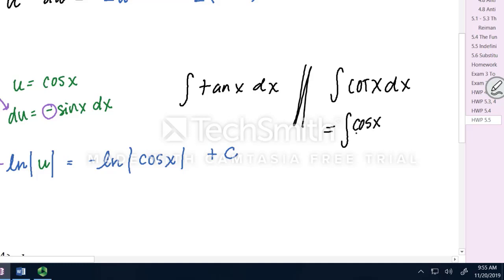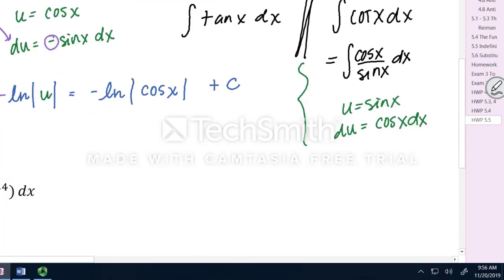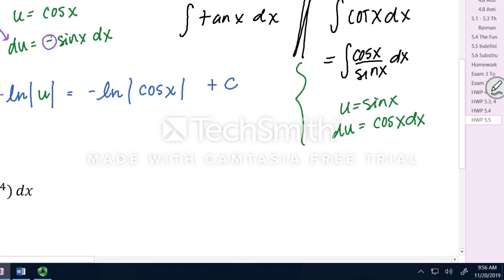Cosine over sine. Which one can be u now? Sine, yeah. And then du would be cosine dx. Just for comparison, because they're in other order. So it's not that u can't be sine, it's just that u can't be in the numerator, it has to be in the denominator. So here we saw a little tiny adjustment to the du with a negative sign, and here you have to make another adjustment to the du in number 3.